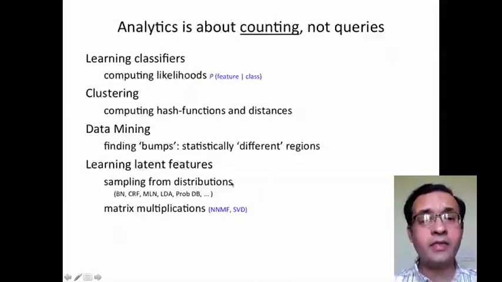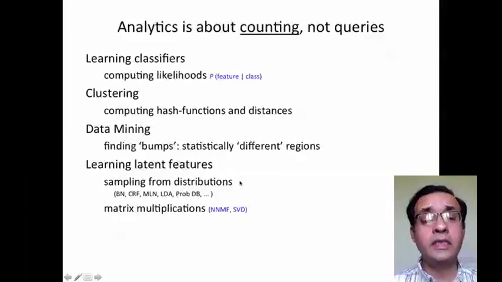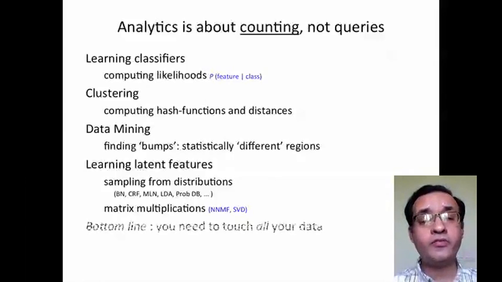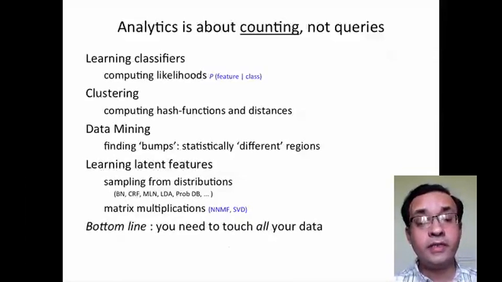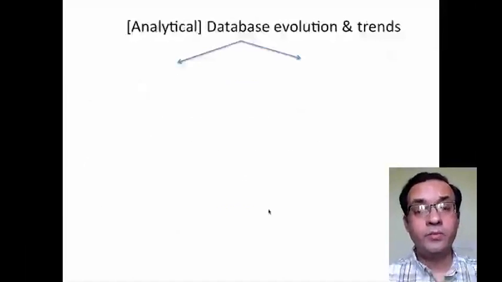But the bottom line that I want to talk about now, since we're going to cover some of these techniques only after unit 5 onwards, is that from the database perspective, all of these techniques require you to touch all your data. It's not about querying. If you're to touch all your data, then complex index structures for fast query processing, which traditional relational databases and data warehouse technologies like Teradata have, are pretty useless. So let me try to summarize the evolution of analytical databases and current trends.